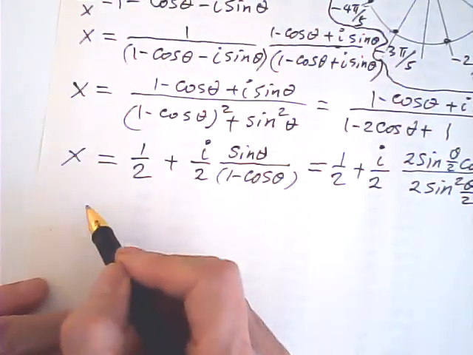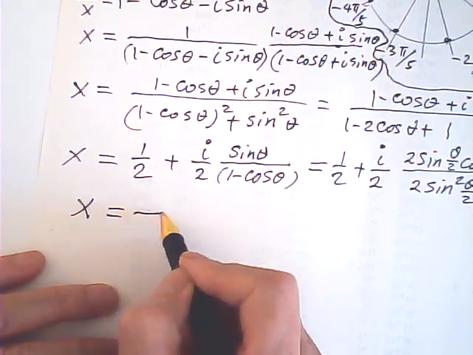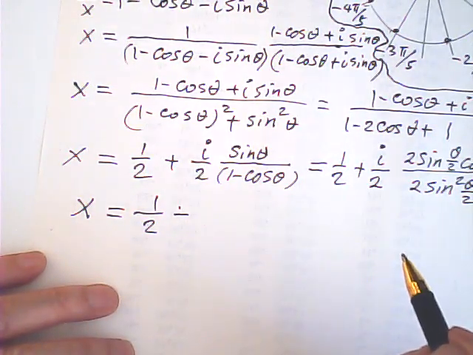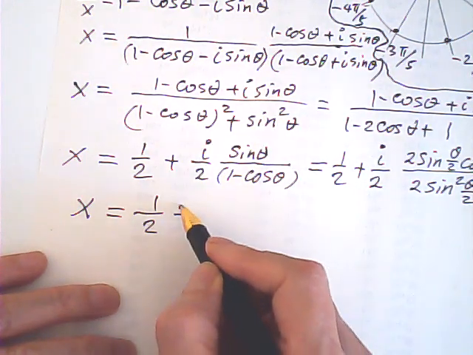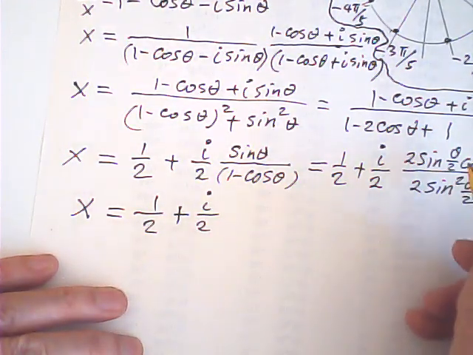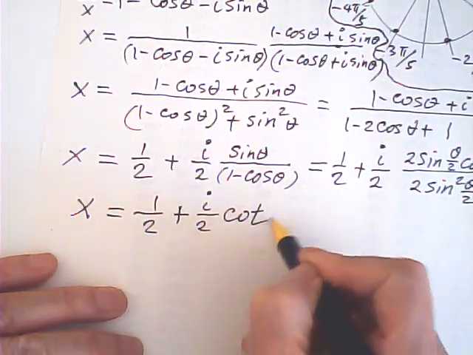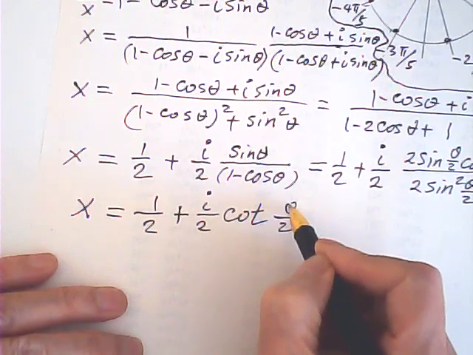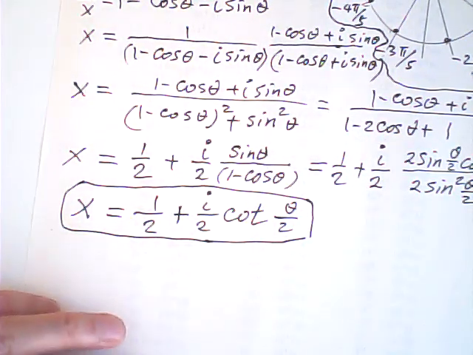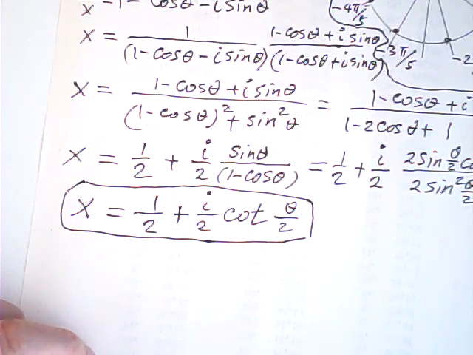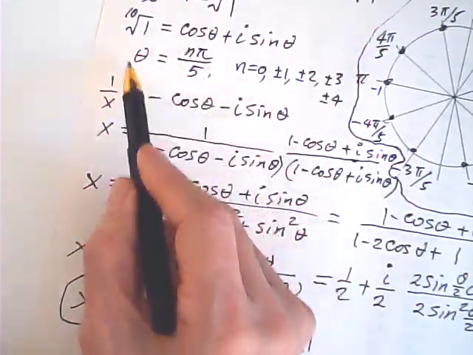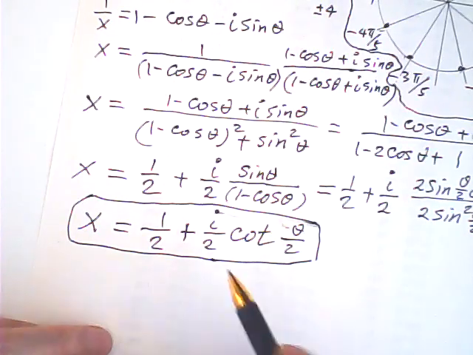So finally, we find x. x is equal to 1/2 plus 1/2 i. The 2s cancel, the sine cancels out, and it becomes cotangent of half theta. This is my x. Now, we just put theta back. This is theta, this is theta.